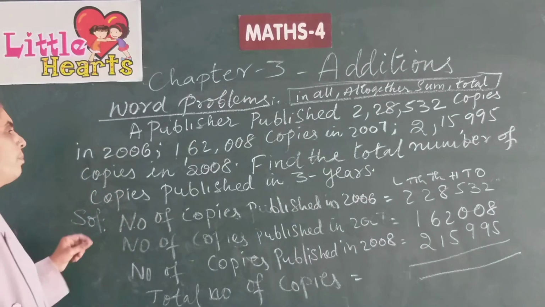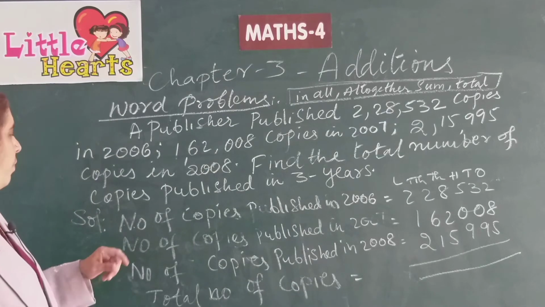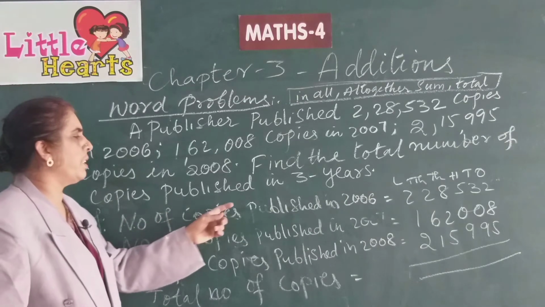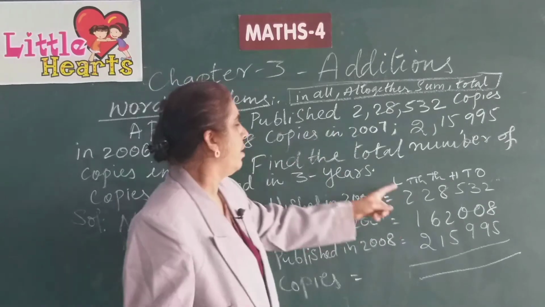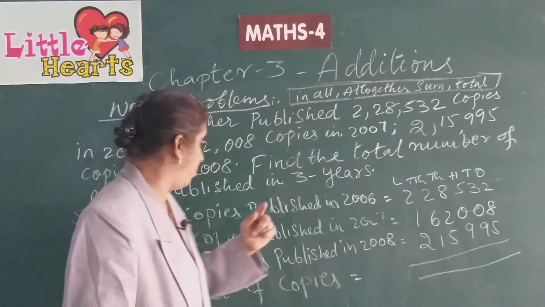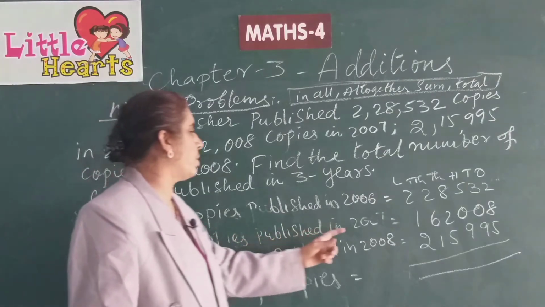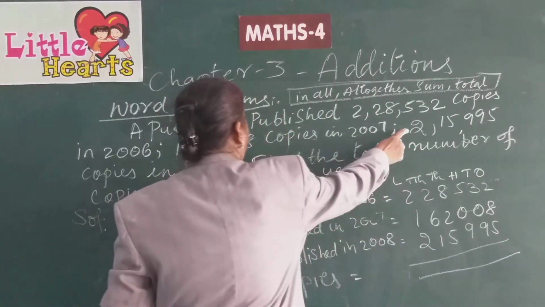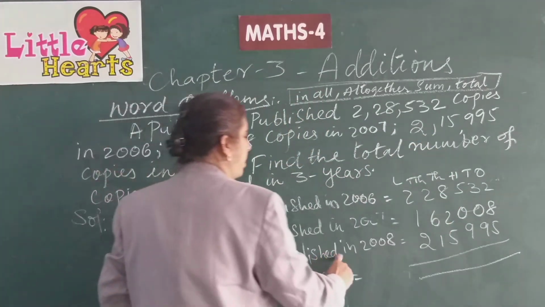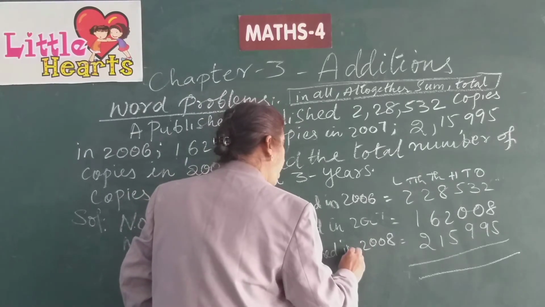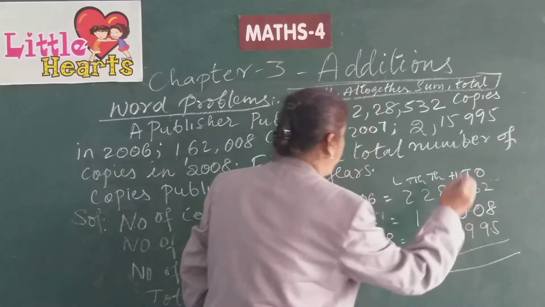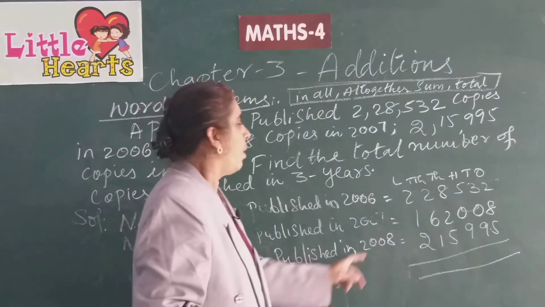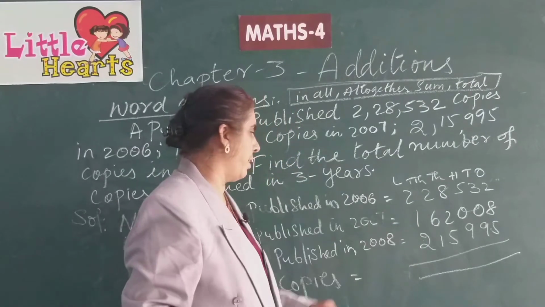For these, you should write meaningful statements. So the first statement is, what is given we have to write. Number of copies published in 2006, that is given here, 2,28,532. Number of copies published in 2007, 1,62,008. And number of copies published in 2008 is 2,15,995. So to find the total number of copies, we should add all the copies published in 3 years.